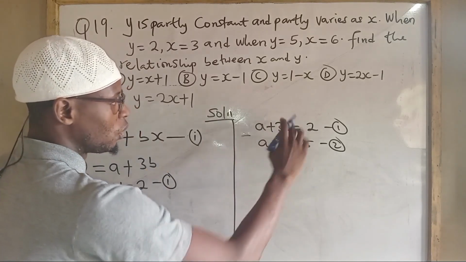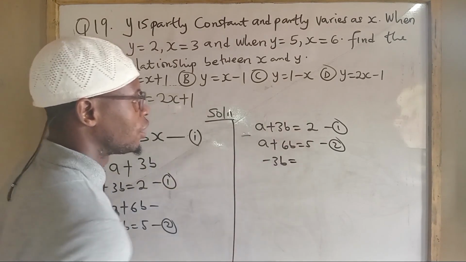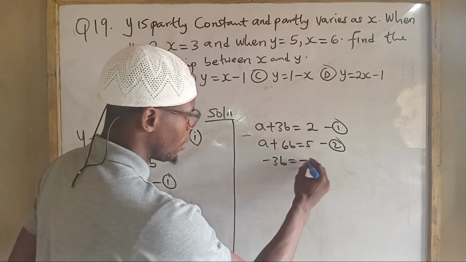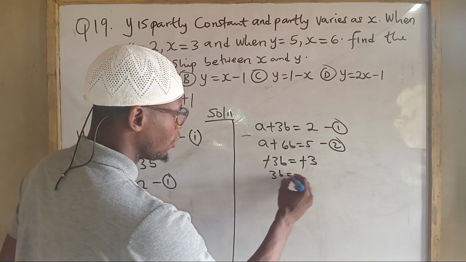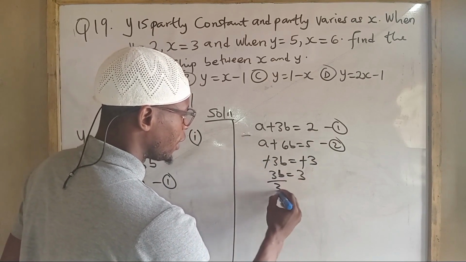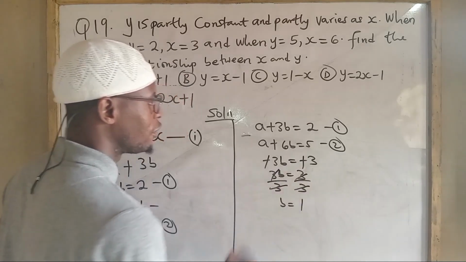So when you subtract these two, you have what? The a's cancel out. Then this one will be 3b minus 6b. That will give you minus 3b is equal to, then 2 minus 5 will give you what? Minus 3. Minus can cancel out minus. So you are left with 3b is equal to 3. Then divide both sides by 3. So b will be equal to 1. We've gotten the value of b.